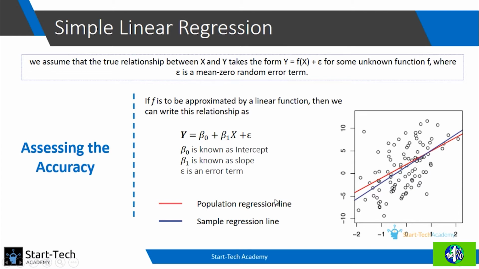Now the problem is this: we do not have all the observations, therefore we cannot get the population regression line. We have sample data, so we can get only the sample regression line. We want to use the coefficients of the sample regression line as an estimate for the population regression line. How far off will the sample estimates, that is beta 0 cap and beta 1 cap, be from the population coefficients, which are beta 0 and beta 1? For this, we will use a quantity called the standard error of beta 0 and beta 1.